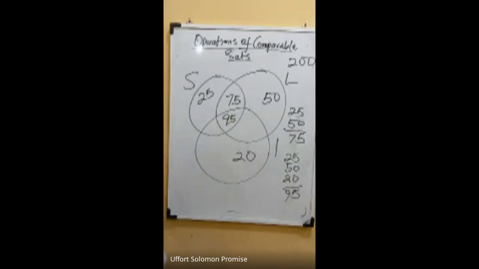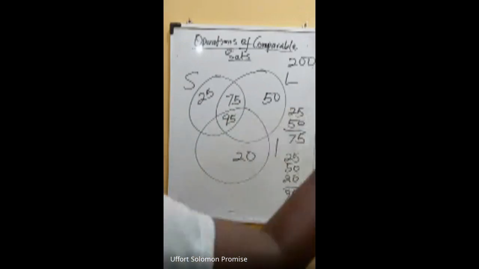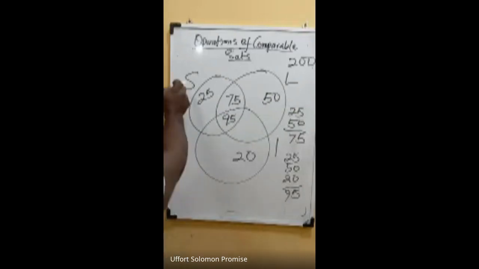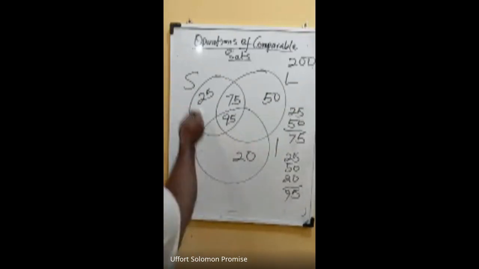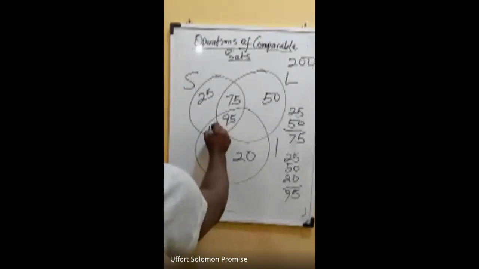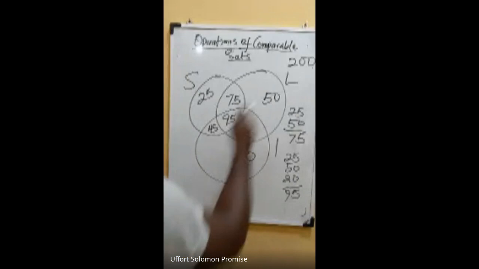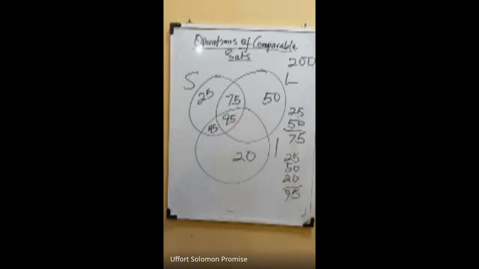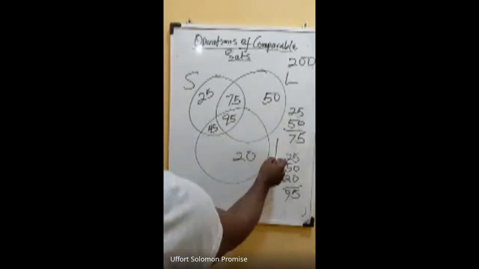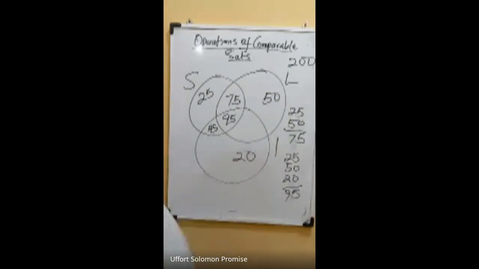So how many trucks did Jacob Enterprises send to Sokoto and Ikeja? This is the intersection, this place and this place. So it's 45. How many trucks did Jacob Enterprises send to Lagos and Ikeja? 20 plus this is 70. So that is the intersection. Are you getting that now?